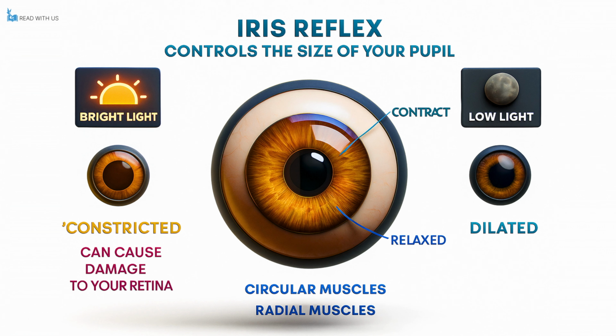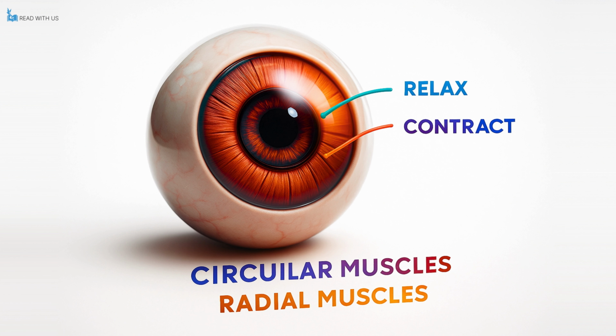This entire adjustment is controlled by two sets of muscles located in the iris. The circular muscles are arranged like rings around the pupil, and the radial muscles extend outward like the radius of a circle. In bright light, the circular muscles contract, squeezing the pupil smaller, while the radial muscles remain relaxed. In darkness, the reverse happens. The circular muscles relax and the radial muscles contract, pulling the pupil open to let more light through. This dynamic coordination ensures that the retina receives just the right amount of light under various conditions, thereby maintaining optimal vision while preventing light-induced damage.